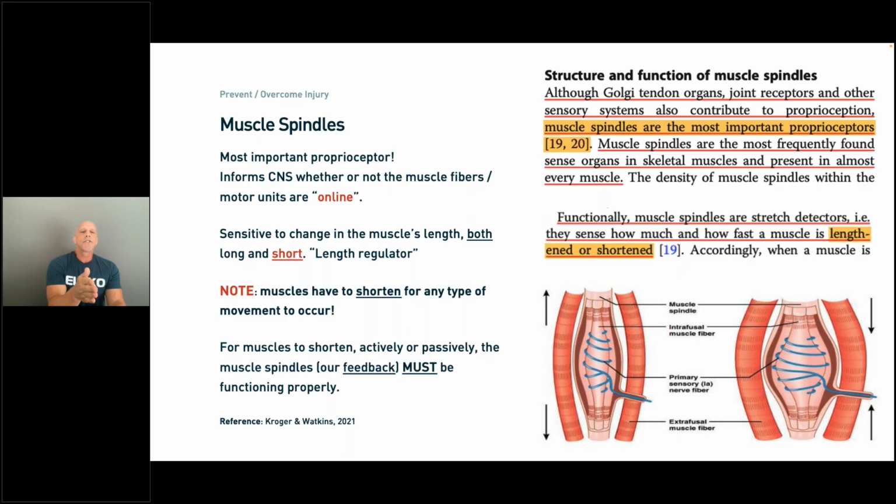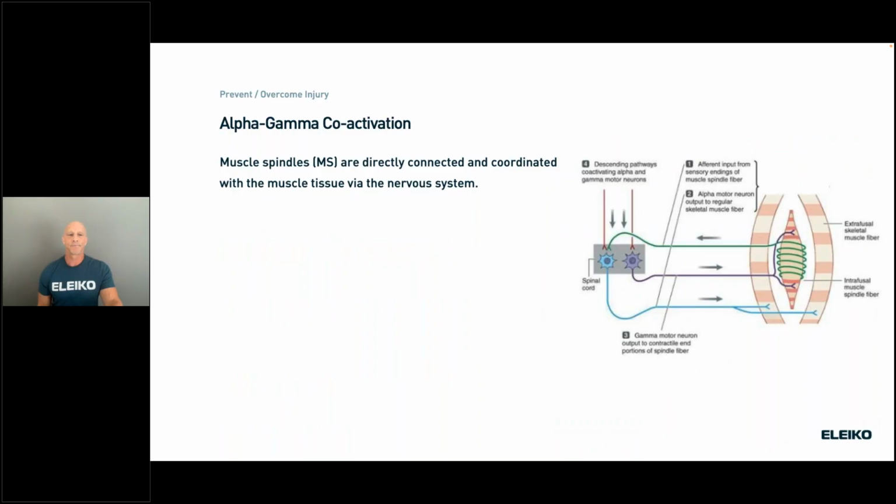Okay, so for muscles to shorten, whether actively or passively, whether we actively control them and use our nervous system to move them, or whether we passively move that, the muscle spindles, which is the feedback to the nervous system, must be functioning properly. Even if you passively move someone, the muscle spindle in the muscles that have to shorten has to be able to shorten as well. If they don't, then we have a system that's offline, and I'll show you what happens as we go into that later.